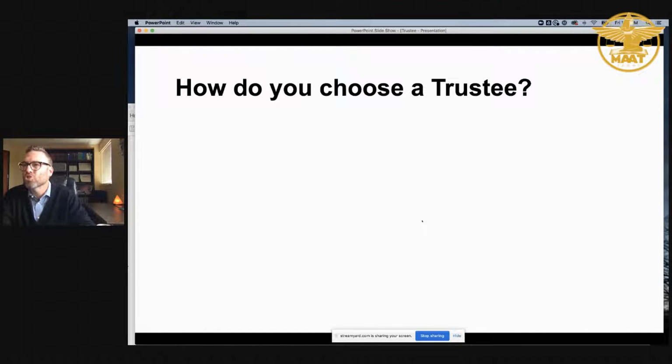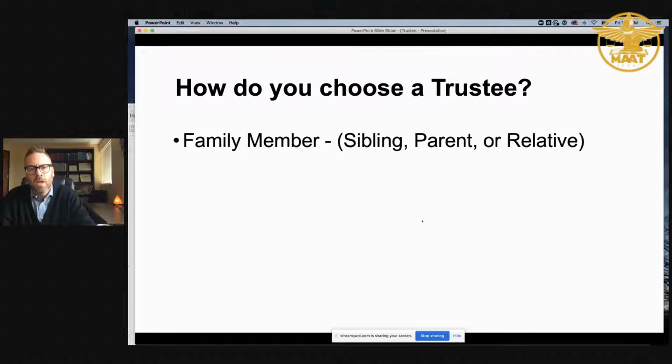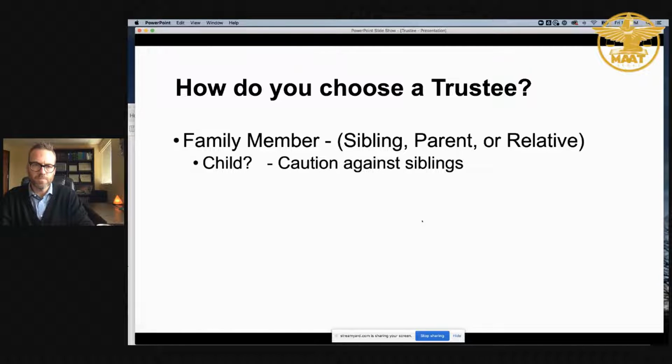So how do you choose a trustee? Where do you find someone to serve in this role in your plan? Most people start with a family member, so that could be a sibling, a parent, or a relative, someone that you trust to manage money, to manage your assets. So I'd say most people probably choose a family member. Now, what if you don't have a family member that you would trust in that position?